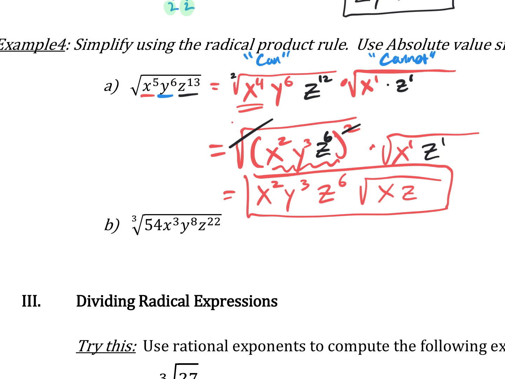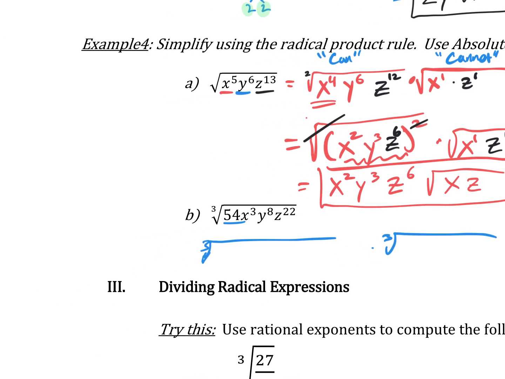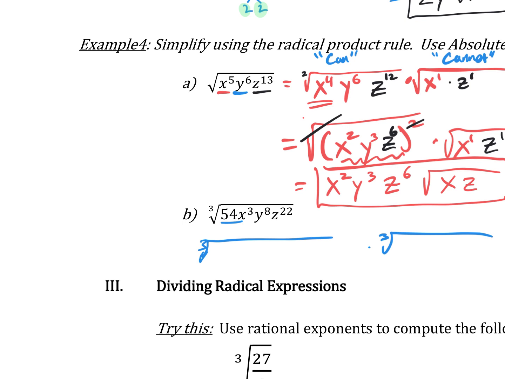Now let's try one more. What about cube rooting? When we're cube rooting, we want to break this into things we can cube root and things we can't. First we look at the number. Can we cube root 54? Well, no, we can't. The simplest way to do this is to think about your perfect cubes.